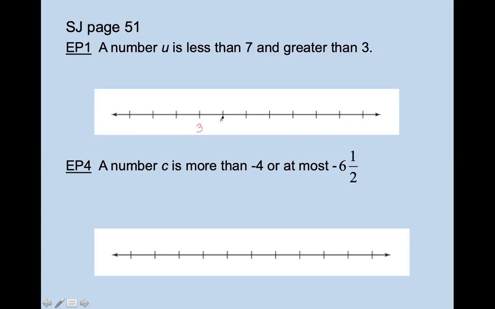So here's 3, 4, 5, 6, 7. And I'm going to go a little bit past in each direction. And if you have room, you can do this same thing. All right, so it says a number u is less than 7. So I know I have an open circle at 7, all right? And values less than 7 would be going to the left.